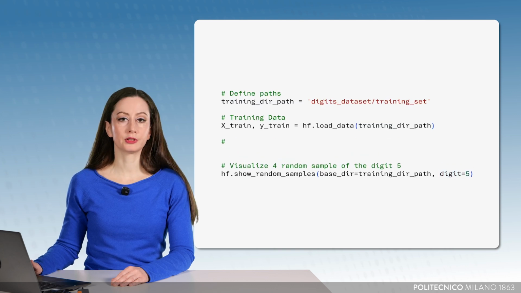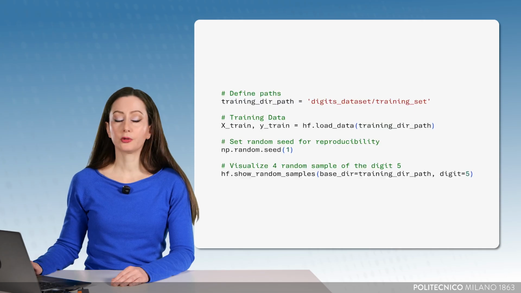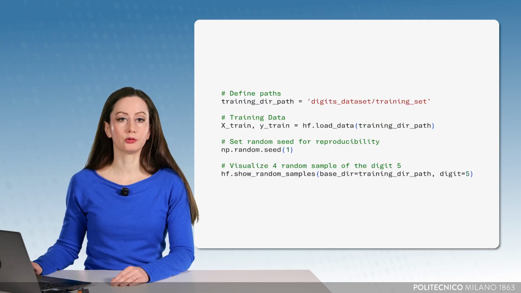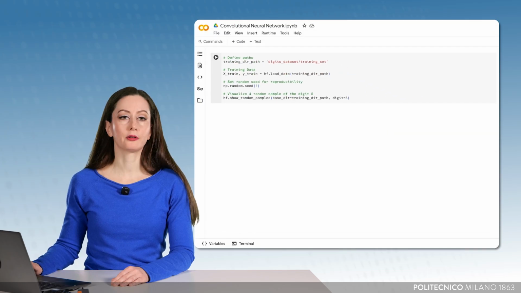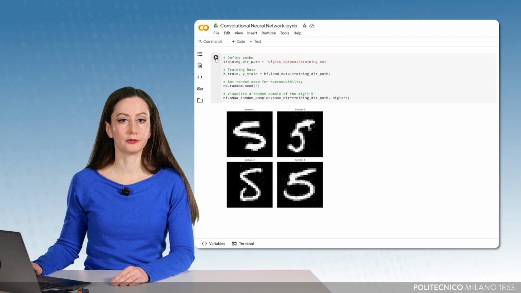It's convenient to first set the random seed for reproducibility, and this forces the random number generator to produce a fixed sequence of numbers each time the code is run. So here are 4 examples of the digit 5.